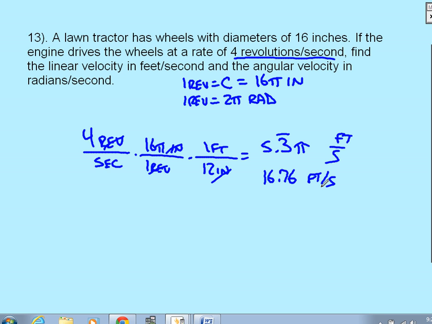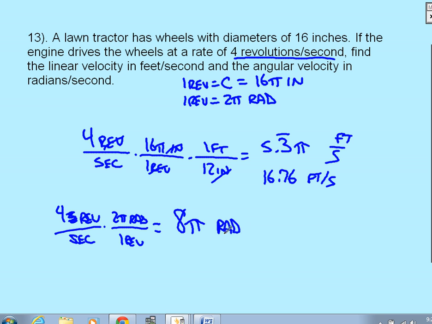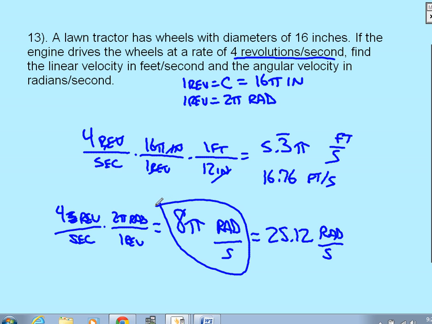Now for part 2, we need to get in radians per second. I'm going to start the same way. It was 4 revs per second. To get through to radians per second, well, 1 rev is always 2 pi radians. So nice and easy, multiply across, I would get 8 pi radians per second. And again, you can multiply that through, 25.12 radians per second if you prefer. But this, again, is your more specific answer.